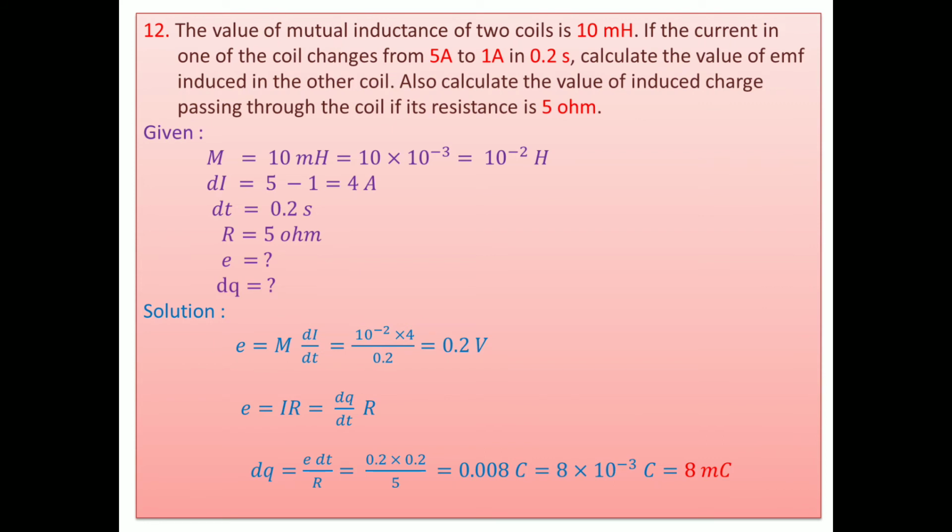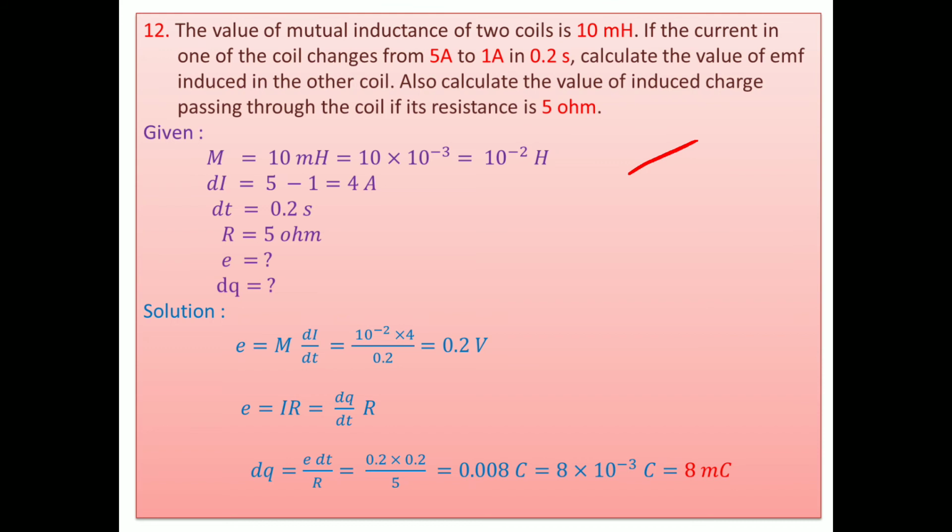The value of mutual inductance of two coils is 10 millihenry. If the current in one coil changes from 5 to 1 ampere in 0.2 seconds, calculate the value of induced EMF in the other. Also calculate the value of induced charge passing through the coil of resistance 5 ohm. Then mutual inductance of the coil is given 10 millihenry, means 10 into 10 raised to minus 3 or 10 raised to minus 2 henry. A change in current is 5 minus 1, means 4 ampere. Time is given 0.2 second. R is given 5 ohm. Thereafter, you have to calculate induced EMF and charge also.